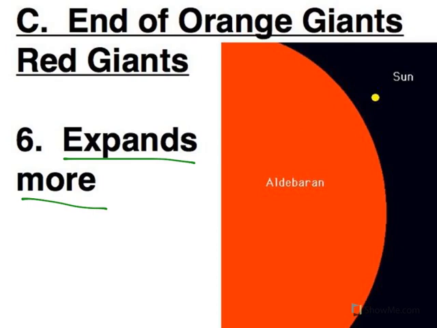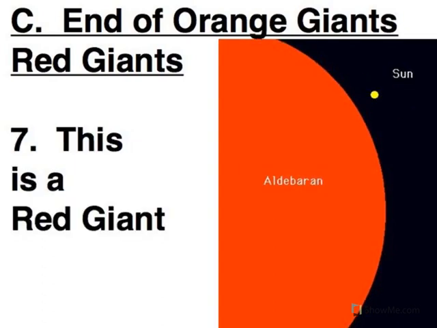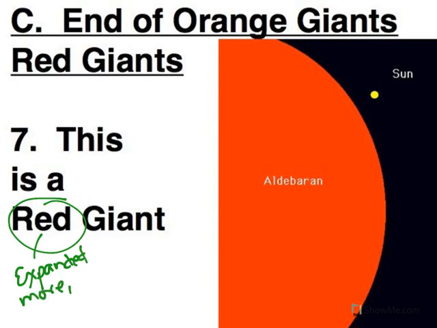Here we see Aldebaran, a star that would be going through this stage, and how big that is compared to our Sun. When our Sun goes through this stage, this will be out to about the orbit of Mars. So Earth will be inside the Sun at this point. So this is a red giant. Red because now it's expanded more, so it's even cooler. And of course giant because it's big.